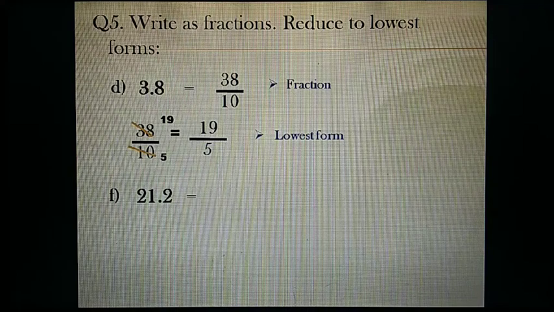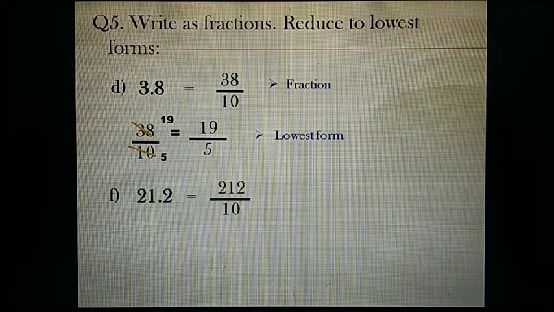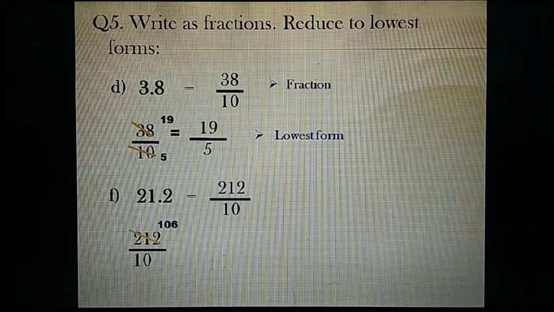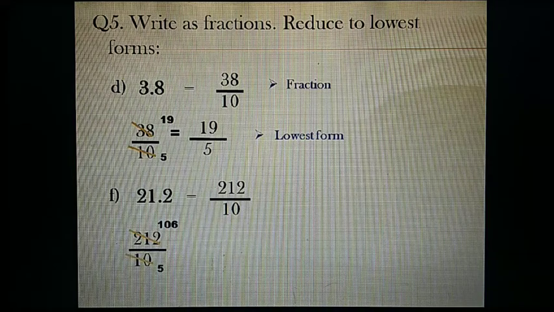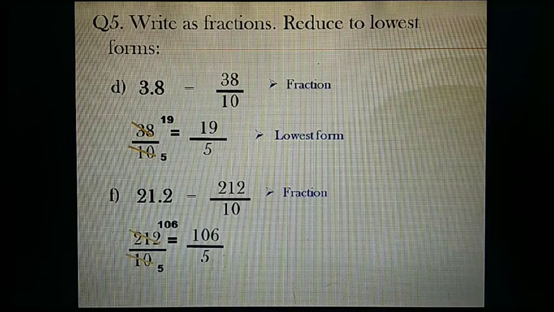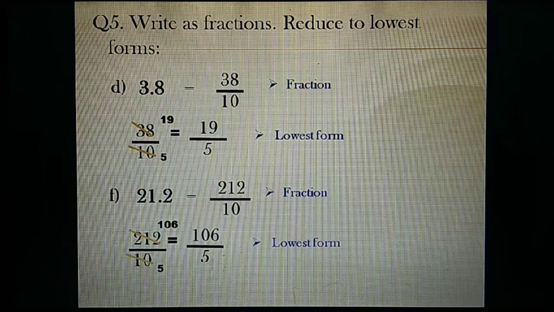Next is 21.2. Again one digit after the point. So 10 in the denominator. The common factor is 2. 2 106s are 212 and 2 5s are 10. Next is 106 upon 5. So 212 upon 10 is a fraction and 106 upon 5 is the lowest form.